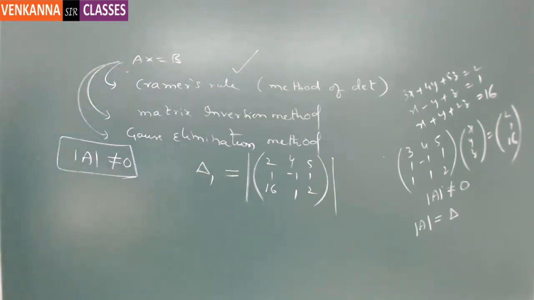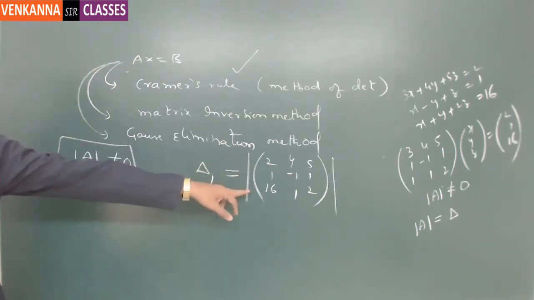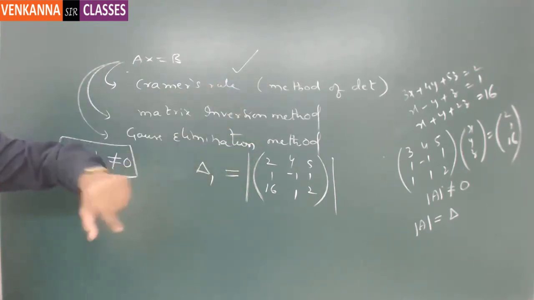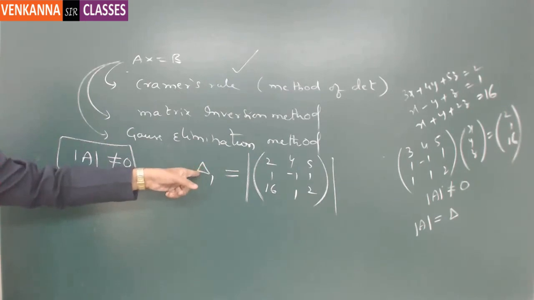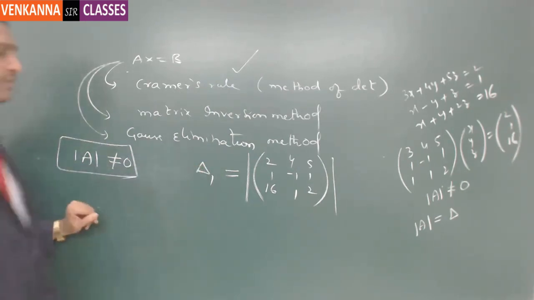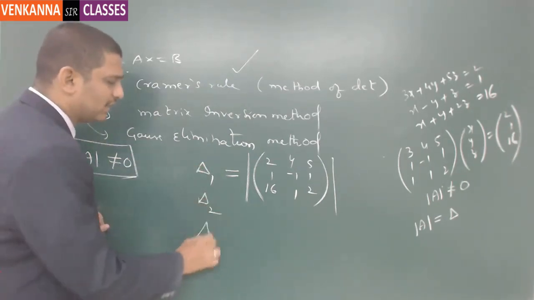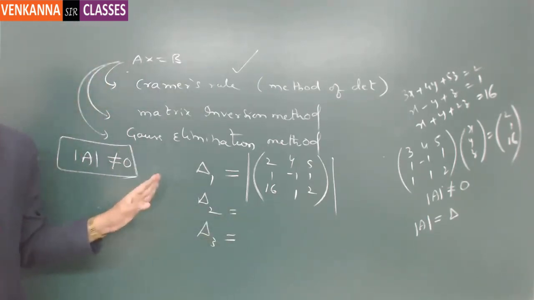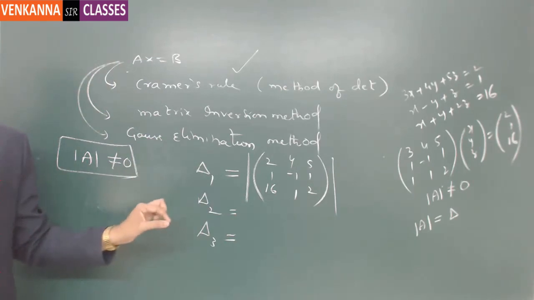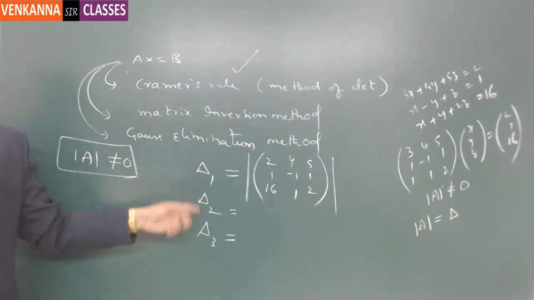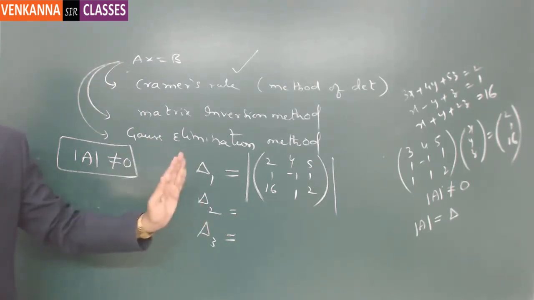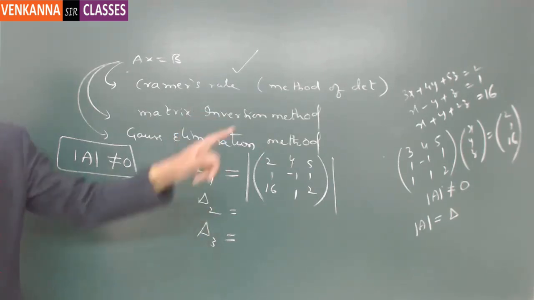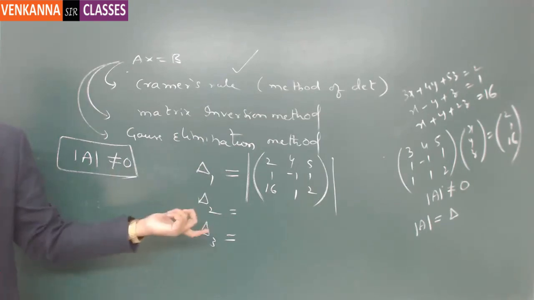So delta 1 says that I have removed the first column, I have replaced the first column with the constant matrix, and I have evaluated the determinant. That is the meaning of delta 1. Similarly, we calculate the other determinants delta 2 and delta 3. So first column will be taken as it is, only second column will be replaced, calculate the determinant. For delta 3, first and second columns are taken as it is, only third column is replaced with the constant matrix, we evaluate the determinant.